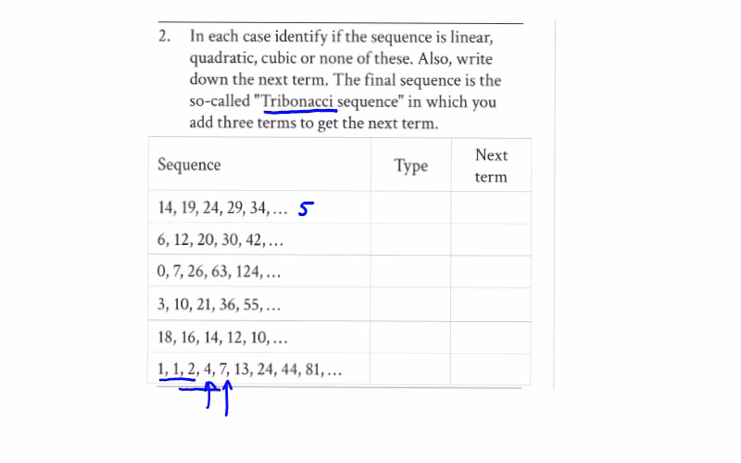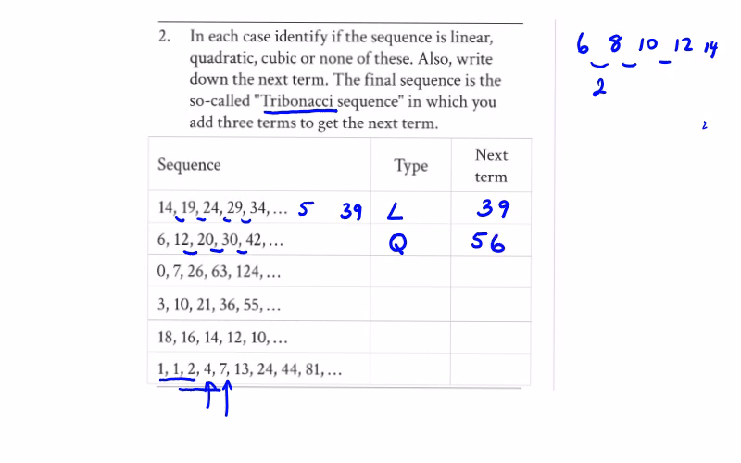Here we have the first difference is 5, all the way along. So linear, I'll just put L for linear, next term 39. For the second one, we have 6 to 12, I'll do them up here. We have a difference of 6, a difference of 8, then a difference of 10, and then a difference of 12. And the second difference is 2. So we have quadratic, Q for quadratic. The next term would jump 14 to give us the same pattern along here. So 14 and 42 will be 56.